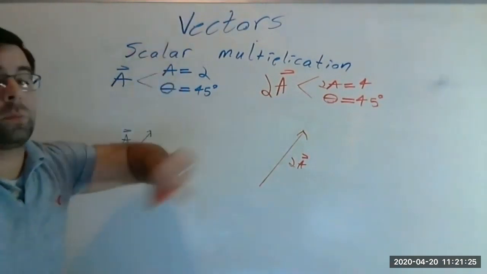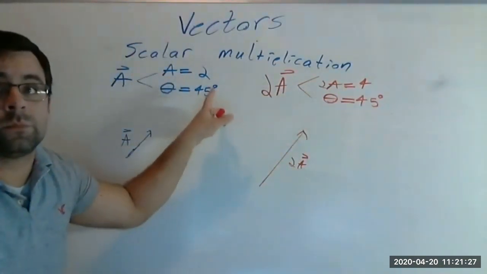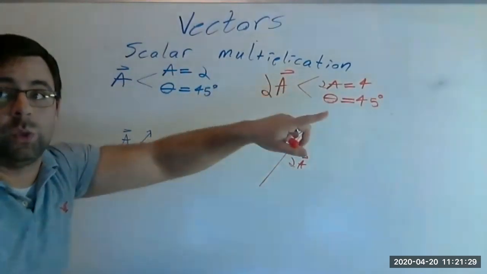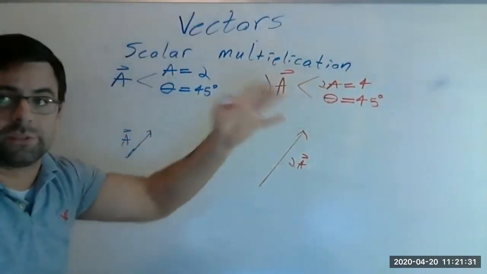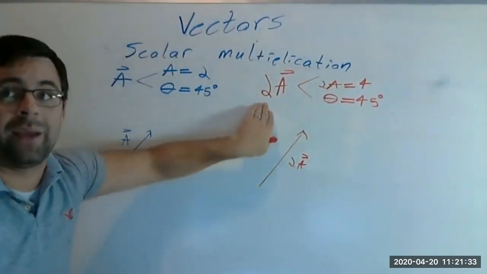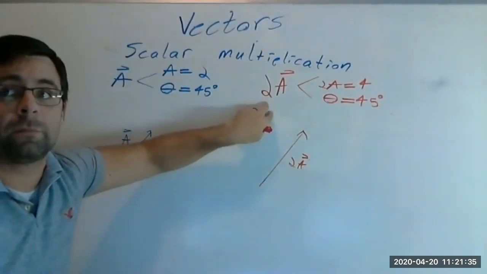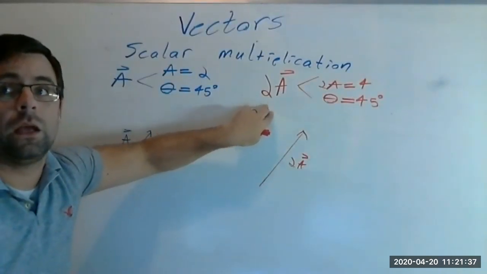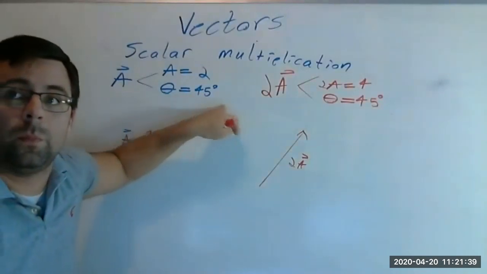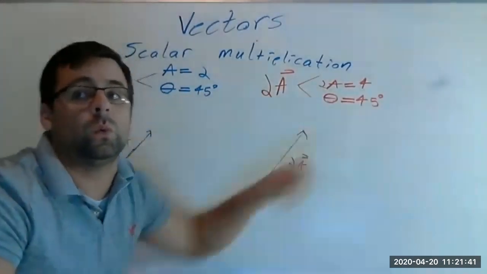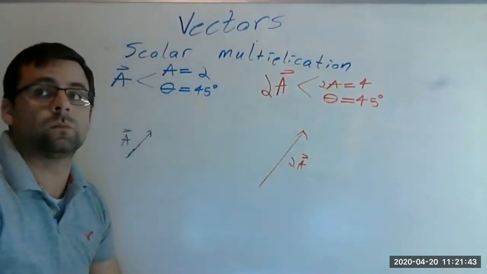So scalar multiplication has this quality. It makes the magnitude bigger or smaller. You multiply the magnitude by whatever the number is.